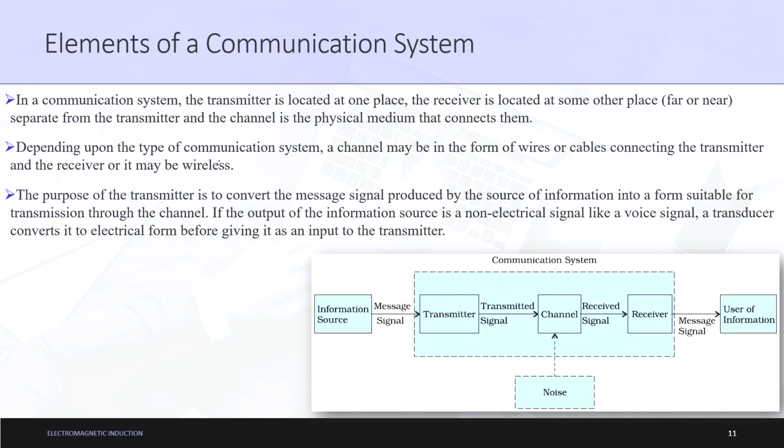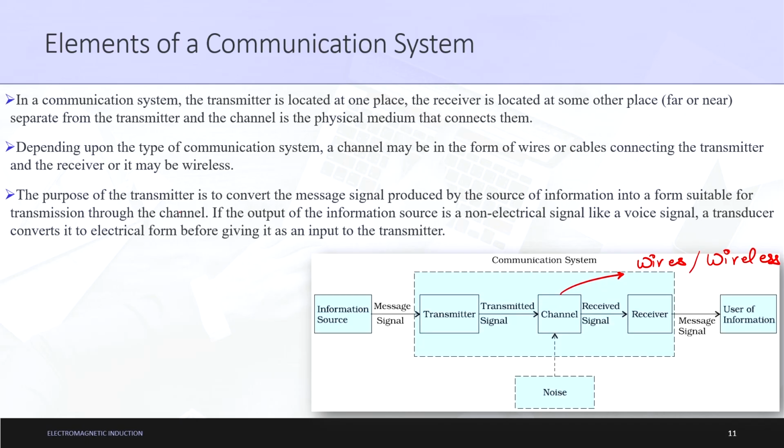Next, depending upon the type of communication system, a channel may be in the form of wires or cables connecting the transmitter and the receiver, or it may be wireless. So, it can be either with wires or wireless. For our case it is wireless equipment, and hence it is a wireless channel.